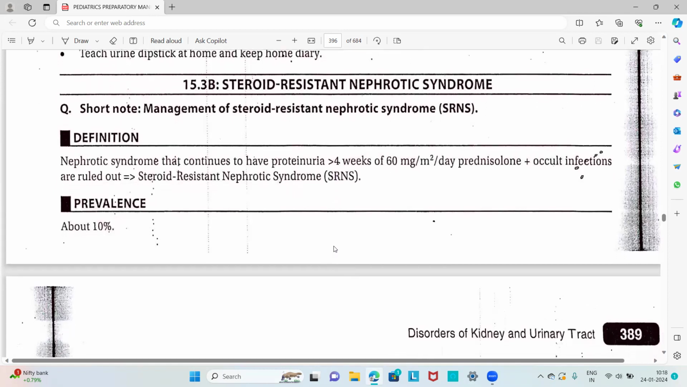Then a little bit about steroid resistant nephrotic syndrome. The management of steroid-resistant nephrotic syndrome is, as a short note, as follows. The definition of steroid-resistant nephrotic syndrome is nephrotic syndrome that continues to have proteinuria after 4 weeks of prednisolone therapy, once occult infections are ruled out. That is, in spite of giving 4 weeks of prednisolone, there is persistence of proteinuria. That is called steroid-resistant nephrotic syndrome.